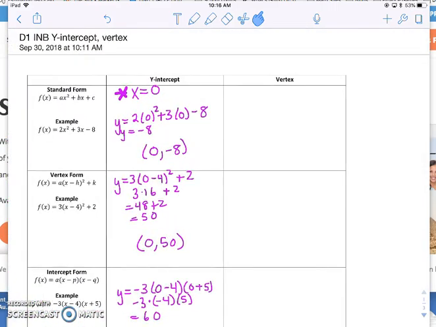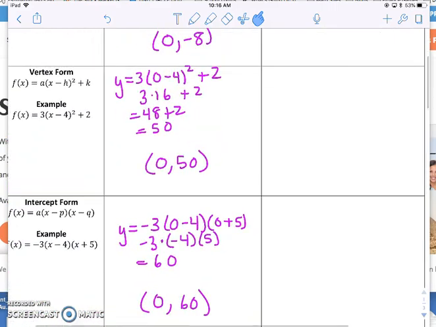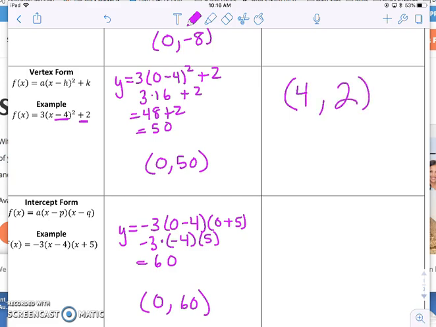Now when we get to the vertex, the easiest is vertex form because it's that h and k. That's why we like this form, it gives us our vertex, so (4, 2). And always remember the x, even though it's -4, it's the opposite, because our form is minus h and plus k, and it's just that h and k. That's our vertex.